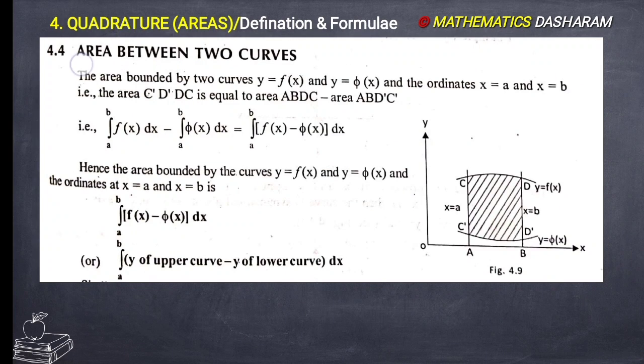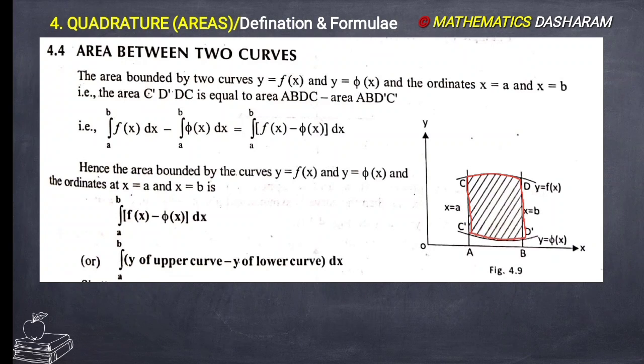Next formula, area between two curves. Observe the diagram. This is the first curve y equals f of x, and this is the second curve y equals phi of x. The area bounded by the two curves y equals f of x and y equals phi of x, and the ordinates x equals a and x equals b. This shaded portion is the area to find out. So what we have to do, C dash D dash D C is our required area.